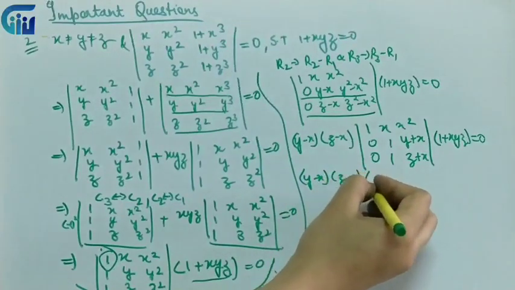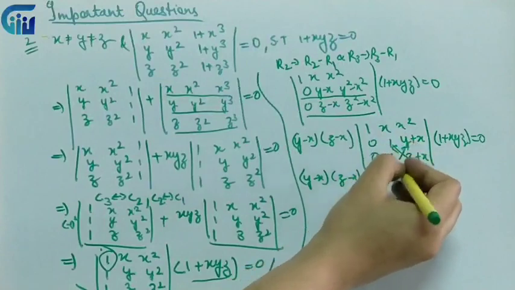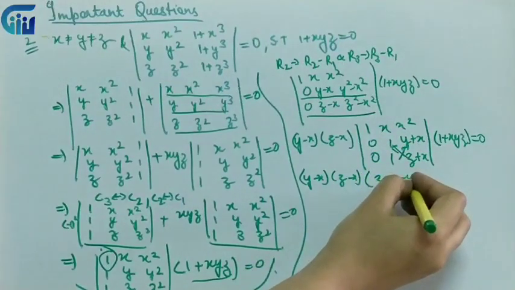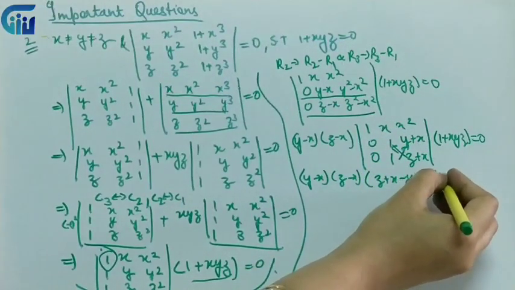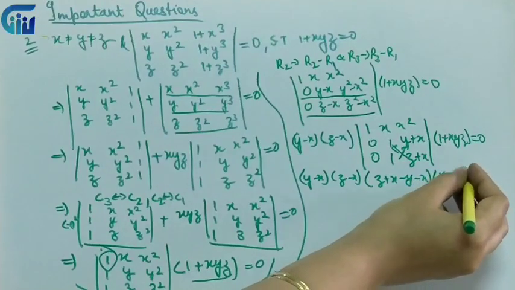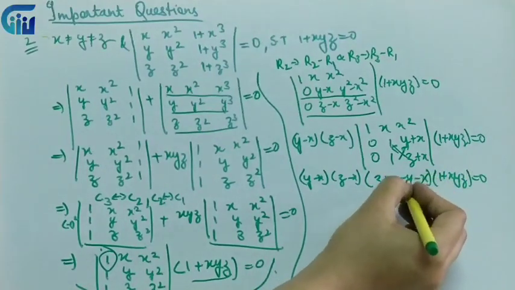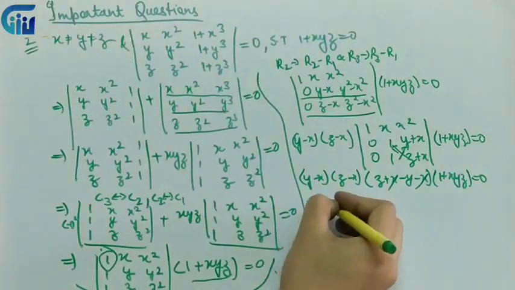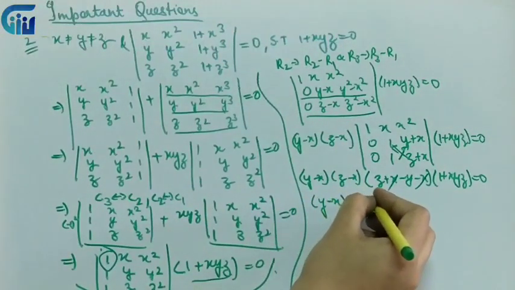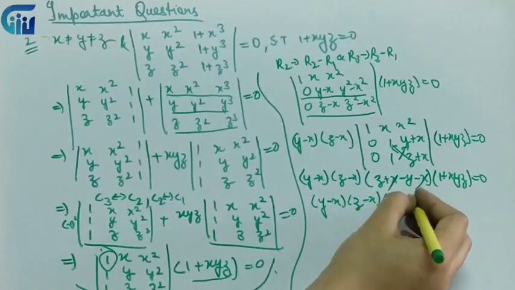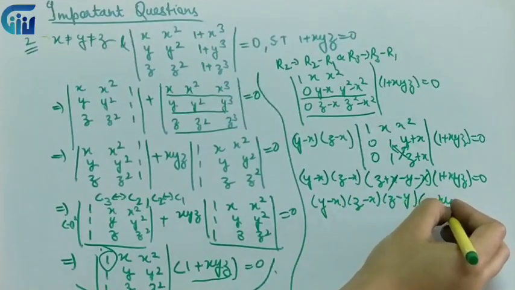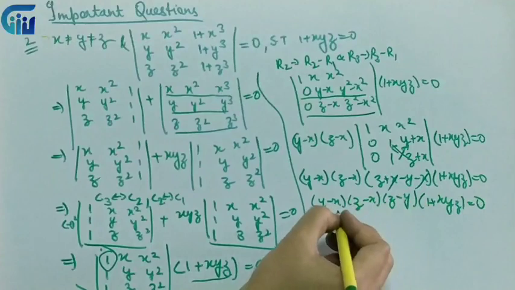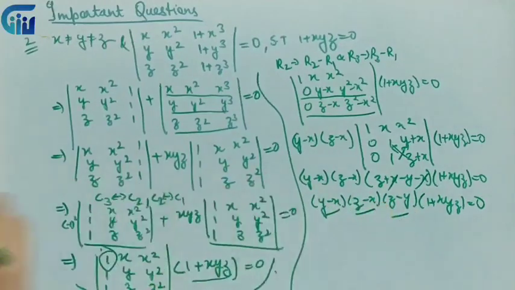So if I expand, what will I get? Cross multiply these two. So it will be z plus x minus y minus x, and this will be 1 plus xyz is equal to 0. X and x will get cancelled. So what will I have? X minus y. So now let's observe what we have. So what we have is over here, let me quickly write it. Y minus x, z minus x, and z minus y.